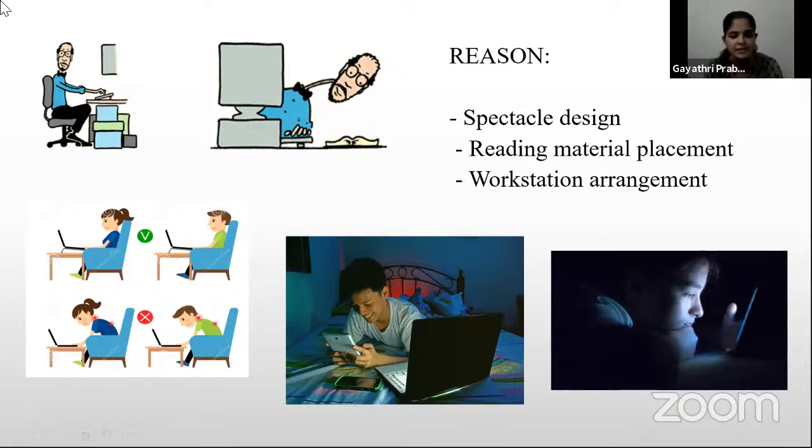Now, next, if you see here, the person is leaning forward too much to look at the monitor, which could considerably increase neck pain and back pain issues. Even in the following picture, you can see that kids are using their screens, their tablets, their mobile phones. They keep it very close to the eye.